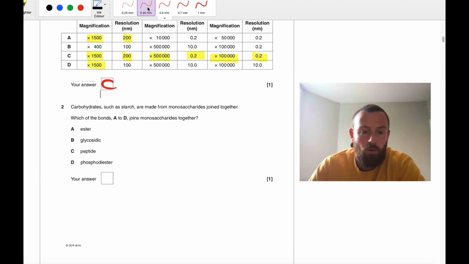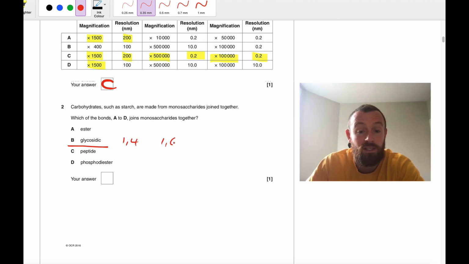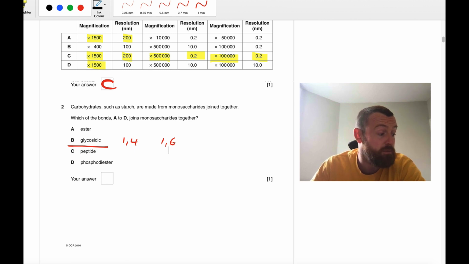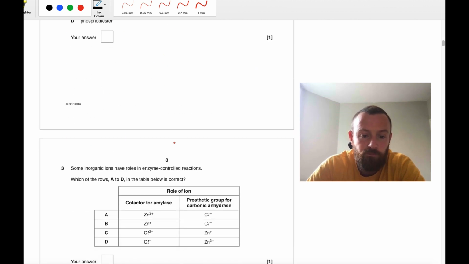Hopefully this next one should be a bit more simple. Carbohydrates such as starch are made from monosaccharides joined together. This is just something you need to remember. So glycosidic bonds join two monosaccharides together. Remember, we can have things like 1,4 glycosidic bonds or 1,6 glycosidic bonds. Those are different types.